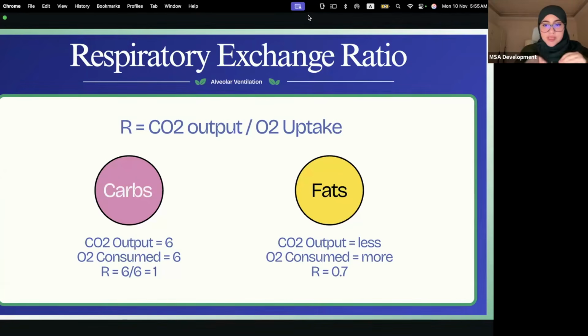All right? Fats, however, have less. They consume more oxygen and release less CO2, so that creates a ratio that's less than 1. Now, this is important in what context? I'll tell you what context.